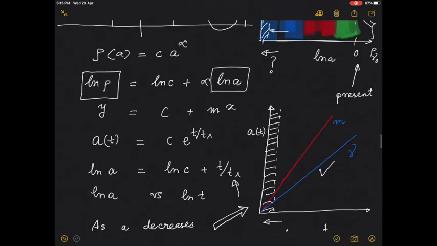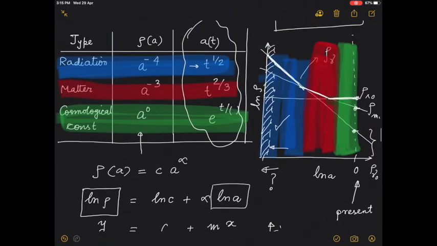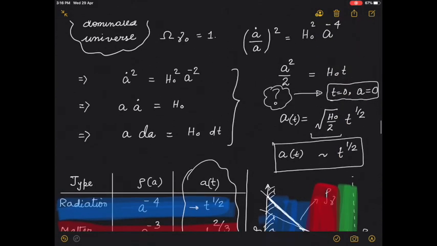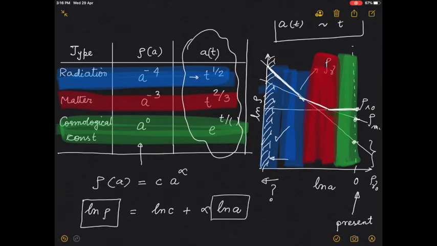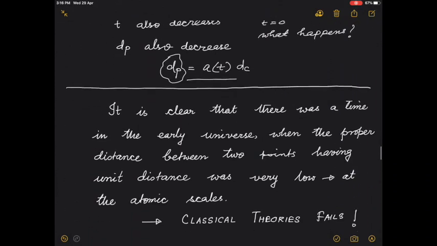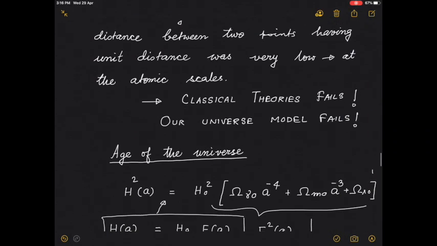Our universe model which we are discussing fails, which essentially means that in the shaded region of this plot, which is sufficiently early in time, this model doesn't work. And as this model doesn't work, our earlier assumption that at a equals 0, t equals 0, we can go up to that time, fails. So we cannot say what happened to our universe at a very distant past beyond this particular time. We cannot say that the universe started with a Big Bang, where a equals 0.